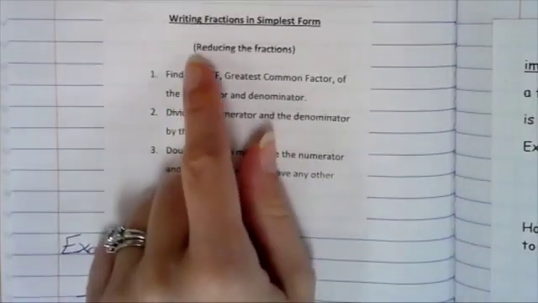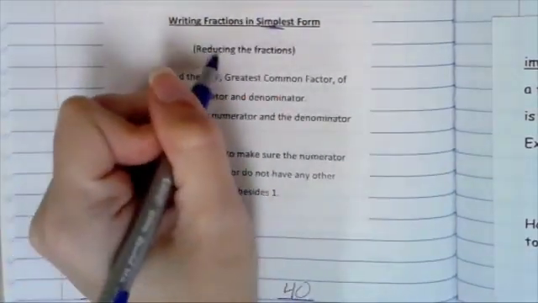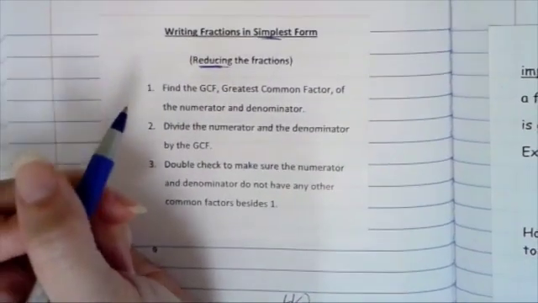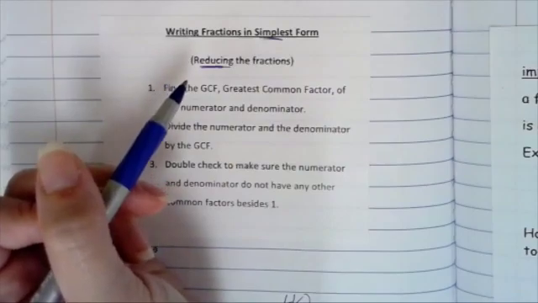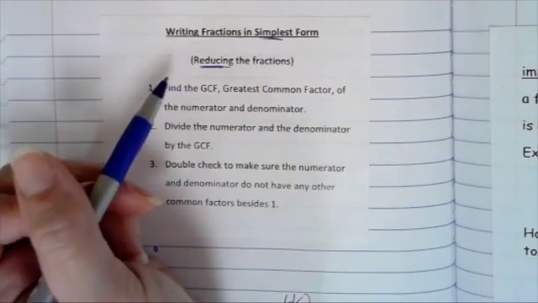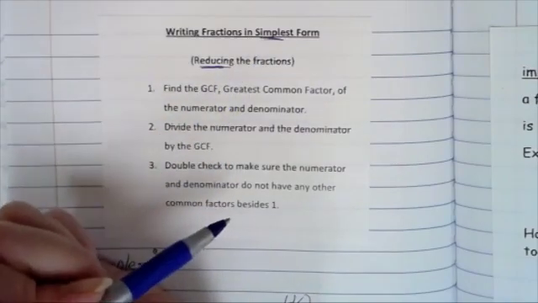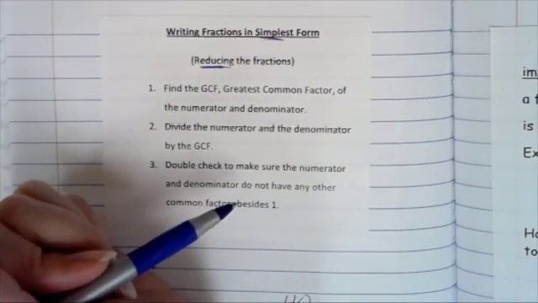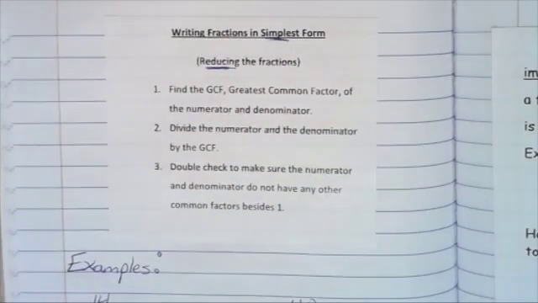Also, I want to call your attention to simplest form can also be called reducing. So you might see your directions say write your answer in simplest form, or you might see directions that say make sure to reduce your answer. That means the same thing. You want to get it as small as you can. You want to make sure that they have no other factors besides 1 in common.